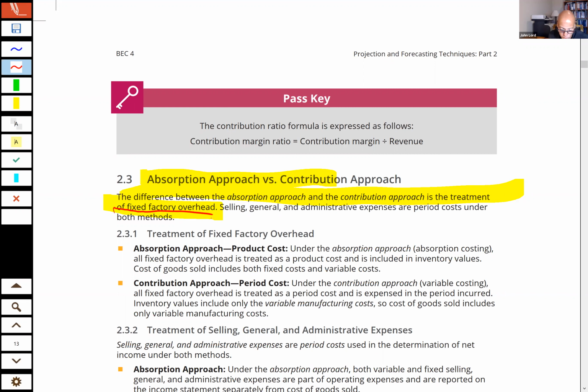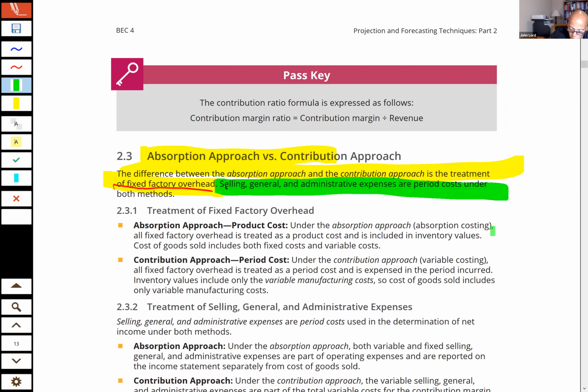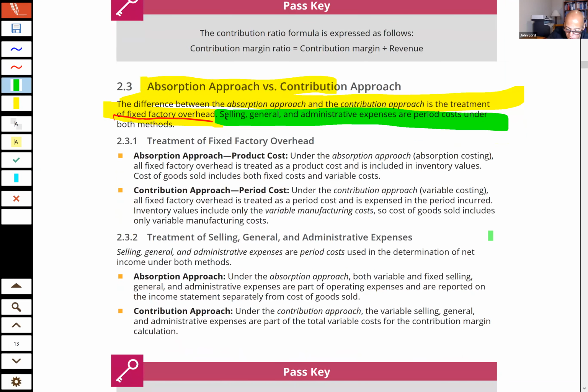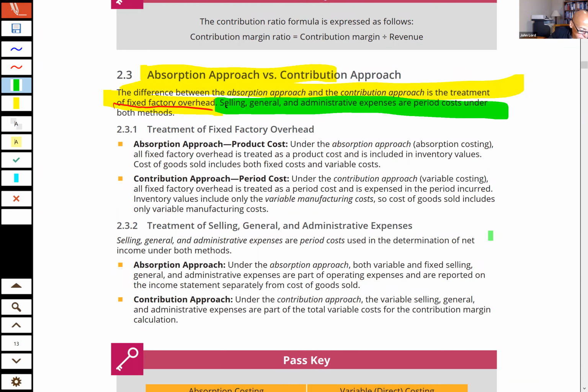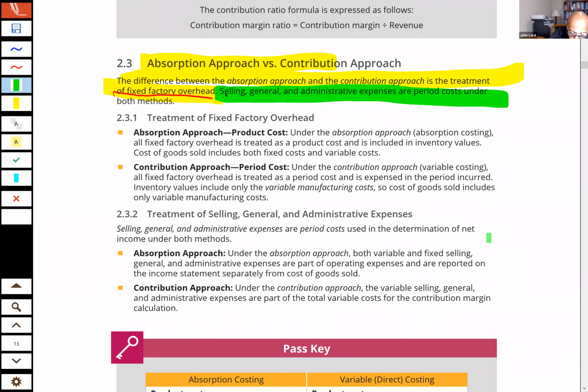Under absorption, we have to wait until we actually sell those items, because their fixed cost is embodied in them and sits on the balance sheet until it finally becomes part of the cost of goods sold when you actually sell that item. So you can flashcard this. Well, you don't have to flashcard it here, but look at the treatment of fixed overhead, just to reemphasize that point, under the absorption approach.